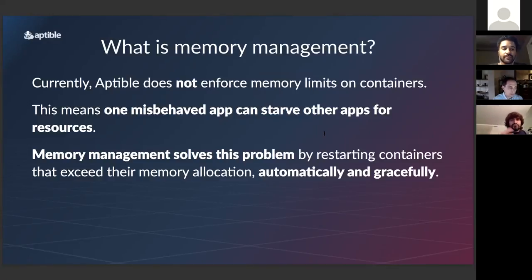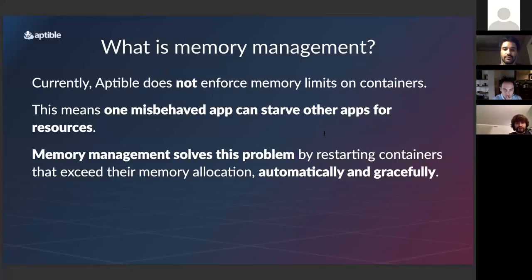Now, of course, we do use the scale that you set in the dashboard to make decisions as to the size of the infrastructure underpinning your apps, like the number of EC2 instances we deploy to run your containers. However, once you're on the instance, every container is essentially free to do as it pleases. And if one container uses too much RAM, without memory management, Aptible will not do anything about that.